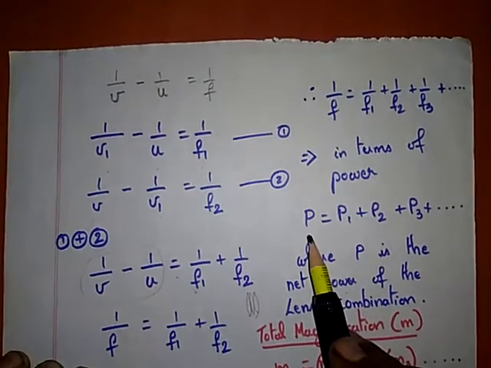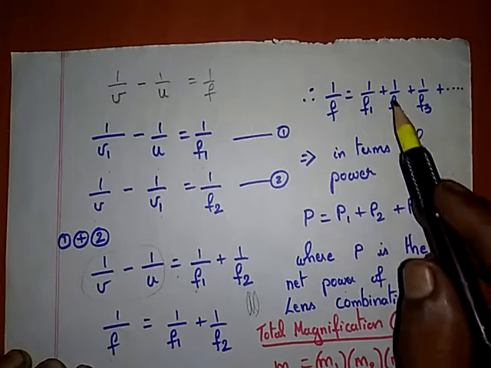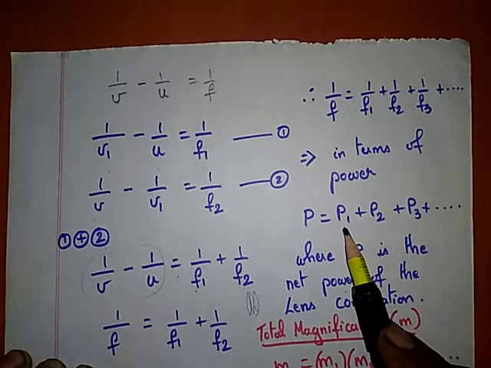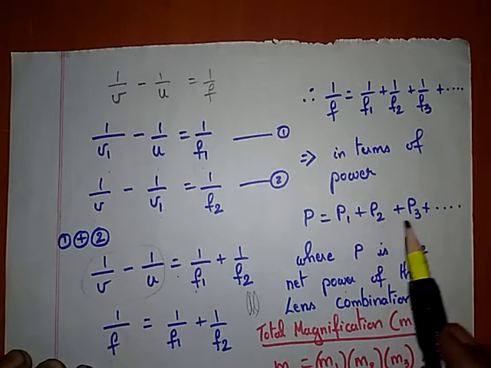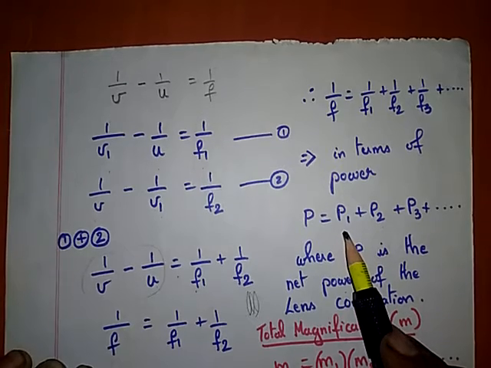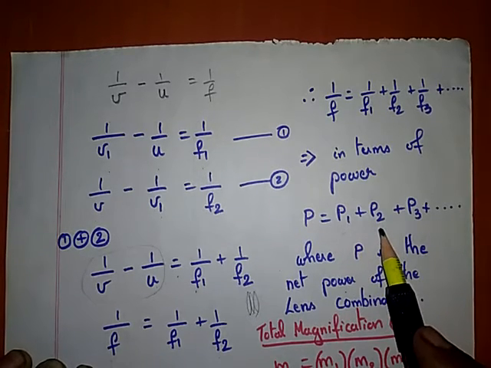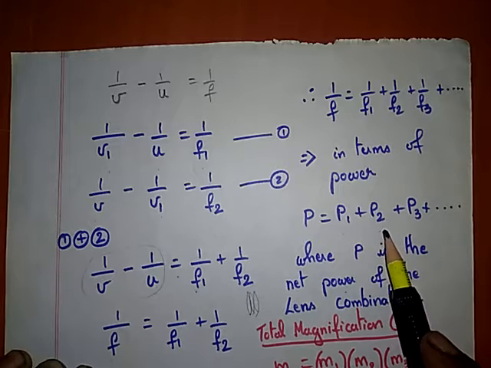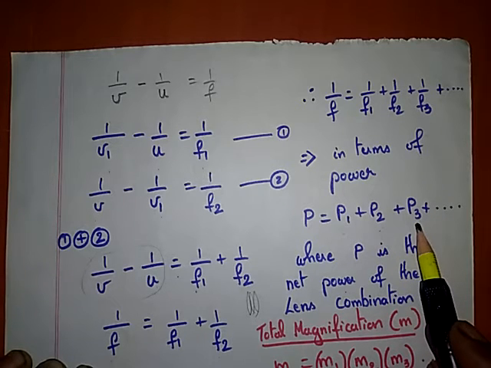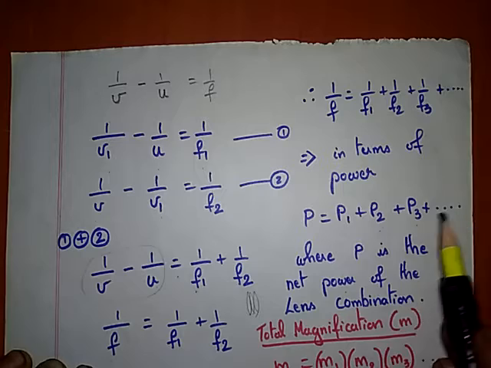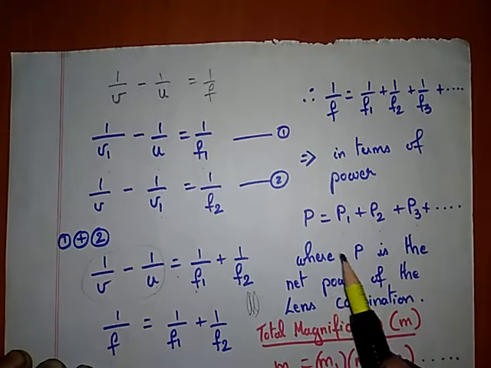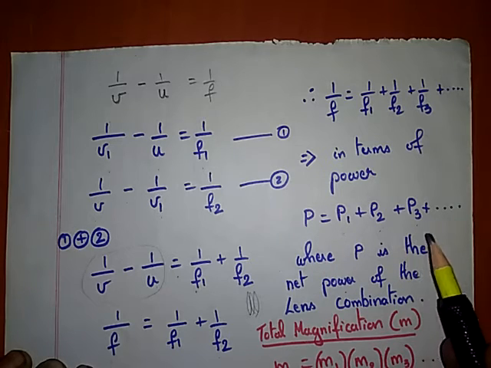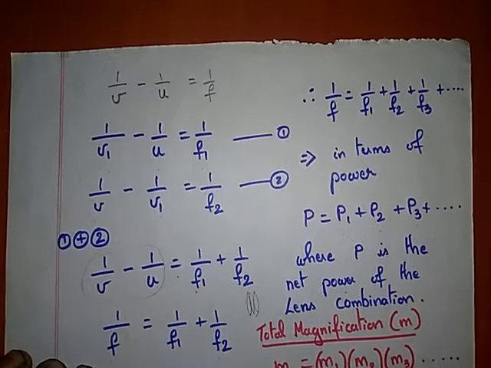So 1 by F is the total power of the lens, which is nothing but 1 by F1, which is the individual power of the lens 1 or lens A, lens B, lens C, like that. So P1 is the individual power of the first lens, P2 is the individual power of the second lens, and P3 is the individual power of the third lens. Likewise, for n number of lenses, you should add all those to get the net power or total power of the lens combination.